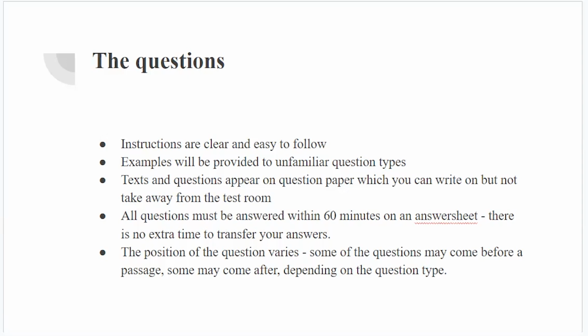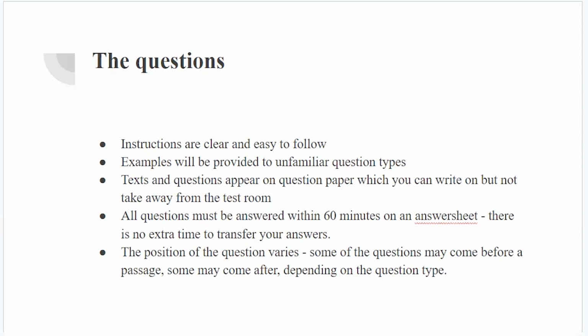There is no extra time to transfer your answers. For reading, we should answer all the questions within the given time, that is within 1 hour. They won't give us extra time to transfer the answers to the answer sheet, as in the case of listening. So you should be clear about that.